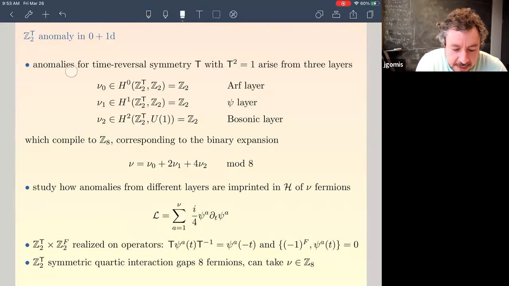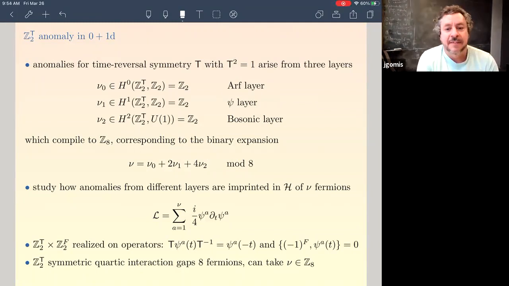Okay. Now, anomalies for time reversal symmetry in 0+1 dimensions arise from 3 layers. There is the bosonic layer that comes from H2, the psi layer, which is the SPT phase in 0+1 dimension, and the ARF layer, which is the SPT phase with no symmetries in 0+2 dimension. As I already described before, the anomaly here is this Z2 compiled to give you a Z8 anomaly, which corresponds to this binary expansion of nu as an integer, mod 8. So the ARF layer essentially corresponds to nu odd, the psi layer corresponds to 2 mod 4, and the bosonic layer to 4 mod 8.